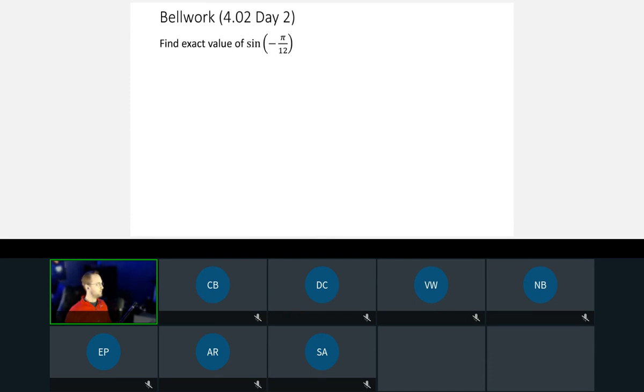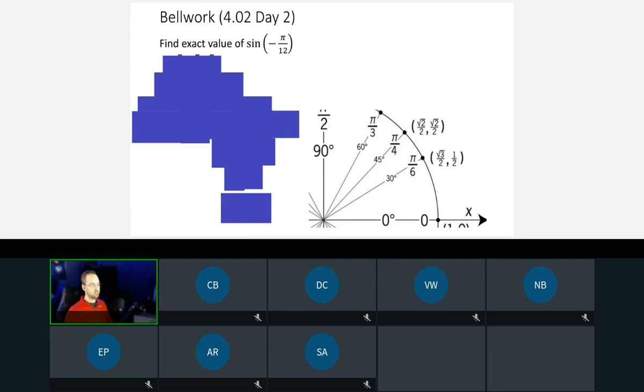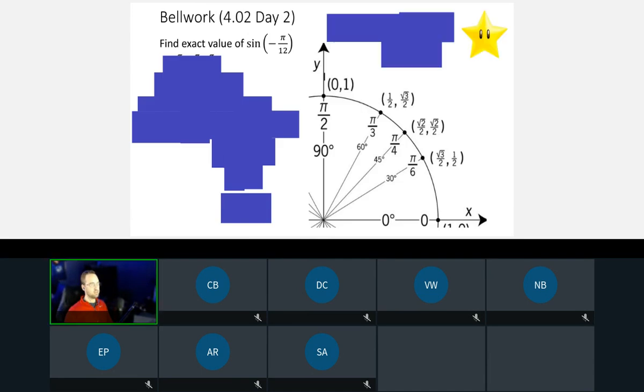Here we go, bell work. We have: find the exact value of the sine of negative pi over 12. So I'm just going to quickly go over this. Let me just cover stuff I had.